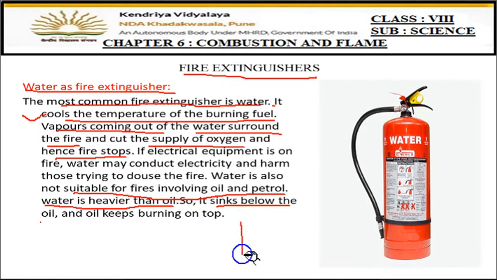Suppose this is a glass with oil in it, and it is burning, as if you put a matchstick in it. Now if you add water, what will happen? The water will go down, because water is heavier than oil, so it will make a layer downside, and the oil will remain upside and continue burning. So water cannot be used to stop fires caused by oil and petrol, as well as electrical equipment. For other things, water can be used as a fire extinguisher.